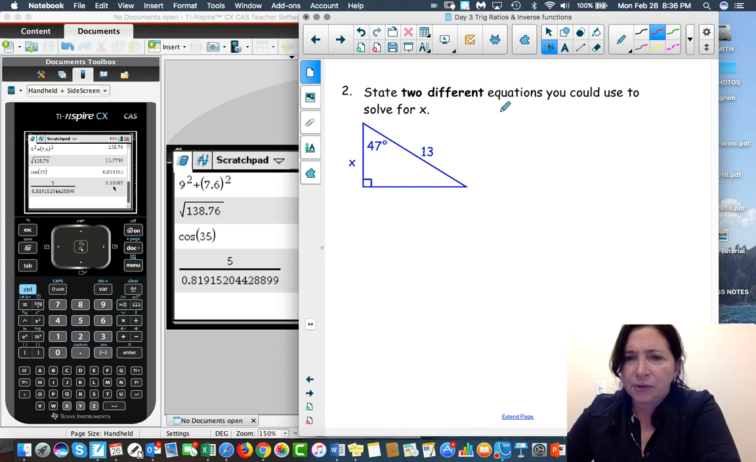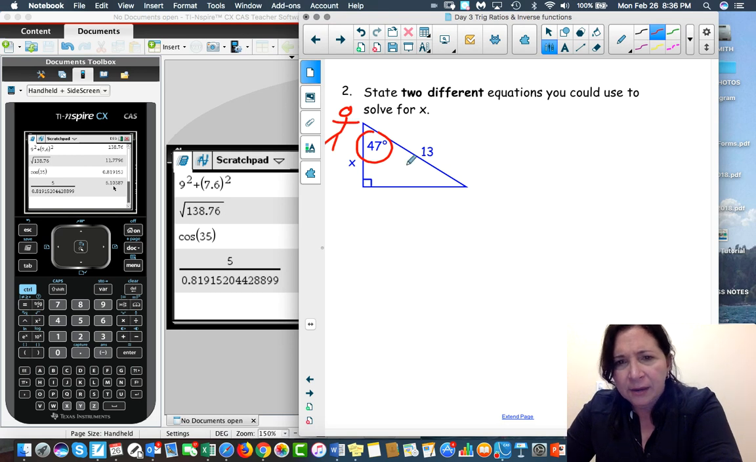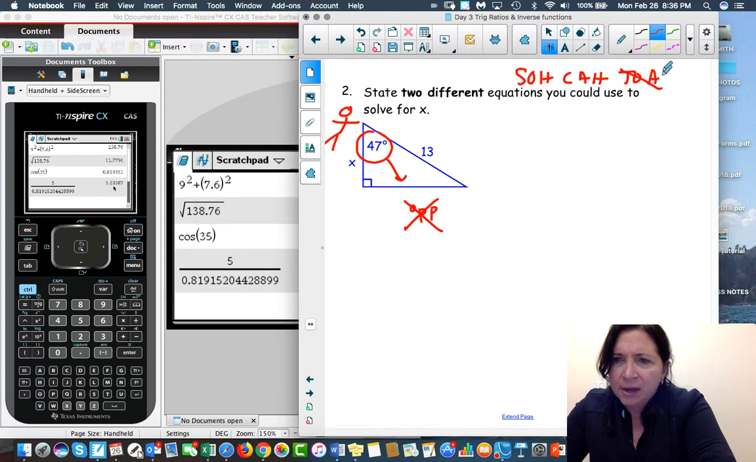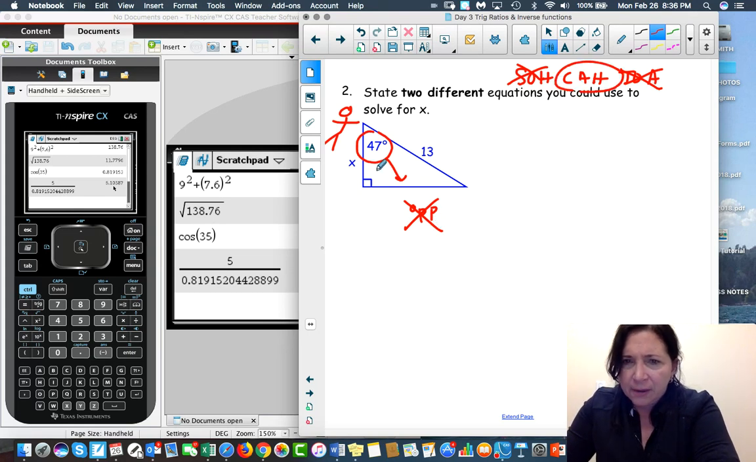State two different ways we can find x. One way to find x is I'm going to put myself at this angle up here. If I'm here, this is my opposite side, and I don't have that, so I'm not going to use any of the ratios that say opposite. Thinking of SOHCAHTOA, because I don't have this value, I'm not going to use tangent, and I'm not going to use sine, because I don't have the opposite side. So I have to use cosine for this problem.